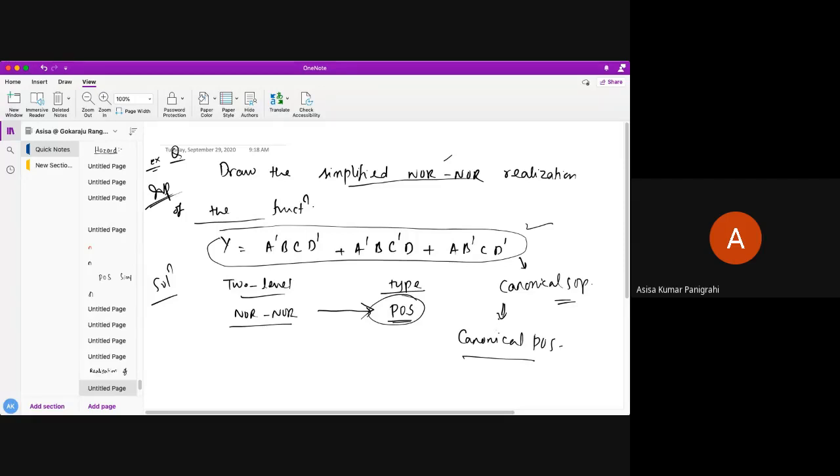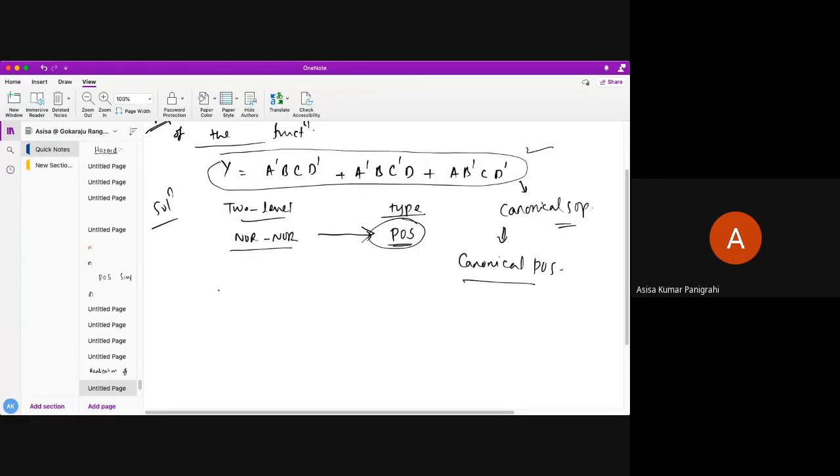For that, just see here, it's very easy. I have already told you what to do. The function is given like this: A bar B C D bar, A bar B C bar D, A B bar C D bar. This is given in canonical SOP, so these are all minterms, or product terms, which are finally summed to get the SOP function.